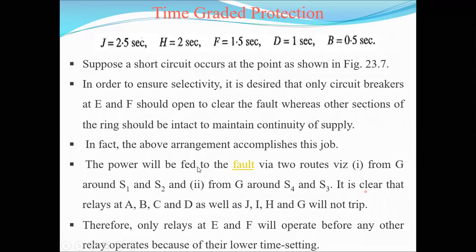The power will be fed to the fault via two routes. The first is from G around S1, S2. The second is from G around S4 and S3. Okay, it is clear that the relays at A, B, C, D as well as J, I, H, L will not trip, as we observe in the diagram.